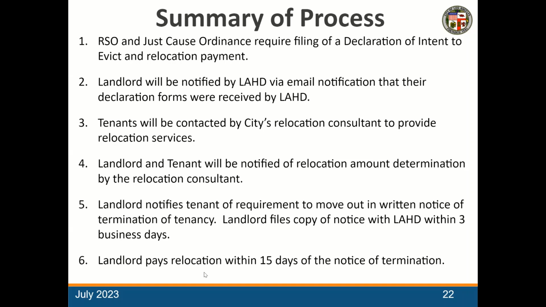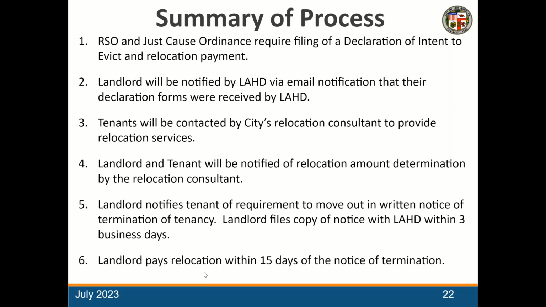So if you mailed a form or you filed it at the counter and you don't know what the status of that is, please be sure to look at your email account that you provided on the forms, because that is where we are sending notifications that we indeed received the filing. Third, tenants will also be informed of the filing. They will be contacted by the city's relocation consultant to provide the relocation services, and they will receive an explanation of the reason why these services are being offered. Four, both the landlord and tenant will be notified in writing of the relocation determination amount by the relocation consultant.